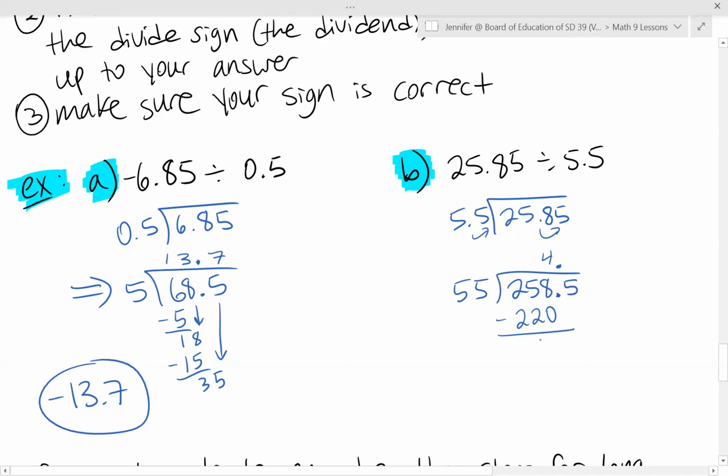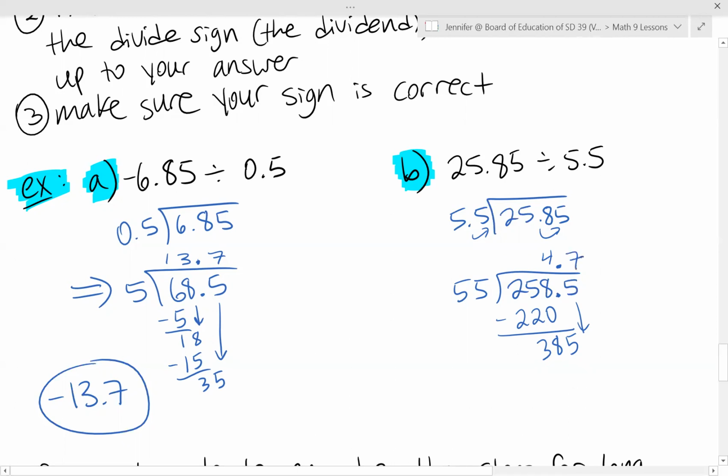When we subtract those, it leaves us with 38. And then we bring our 5 down. Same thing, it's a pretty big number, so it's a little trickier. How many times does 55 go into 385? If you have your calculator with you, you can find out that it is exactly 7. But if you don't have your calculator, then you can just add 55s together until you get to 385.